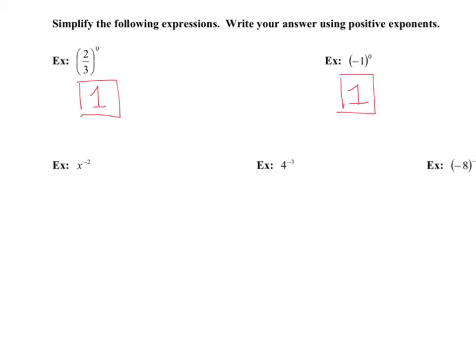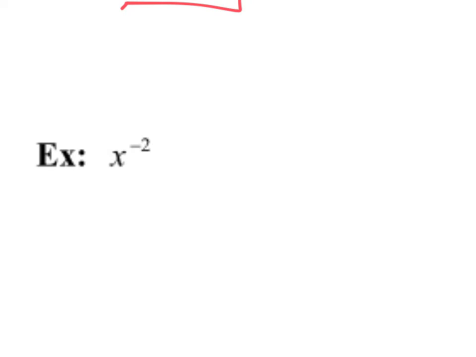So on this first example, x is being raised to a negative power, and so what we just learned is that the way to make it positive power is you make it a fraction. 1 becomes your numerator as you're cutting a placeholder. X would move to the bottom, and in doing that, the power becomes positive. So this would become 1 over x squared.